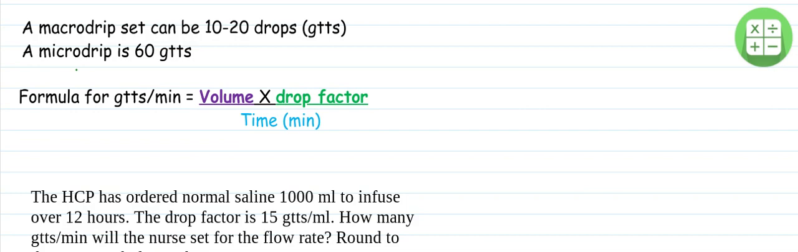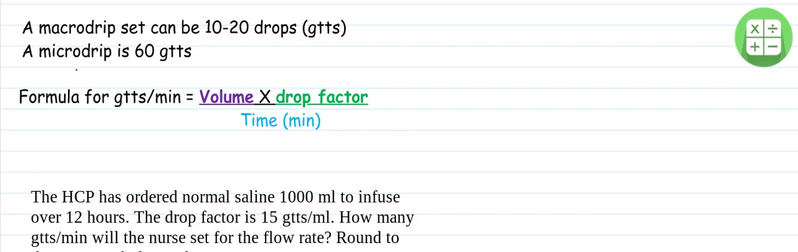Usually the doctor or the healthcare provider will give an order. It's going to have what med, how much to infuse, and for how long. And like I said, as nurses, it's our job to give this medication according to the order safely.